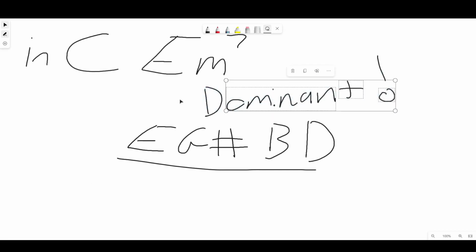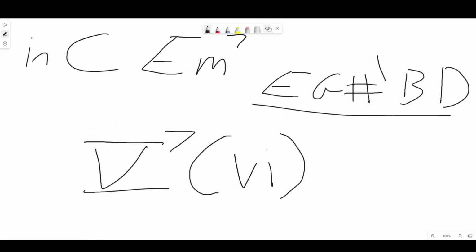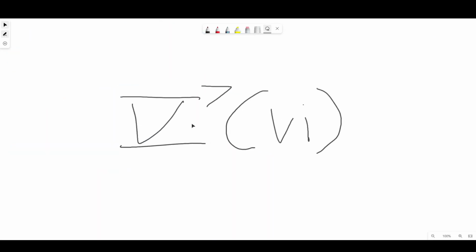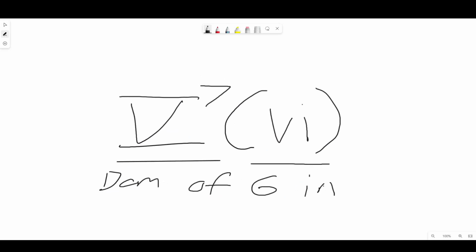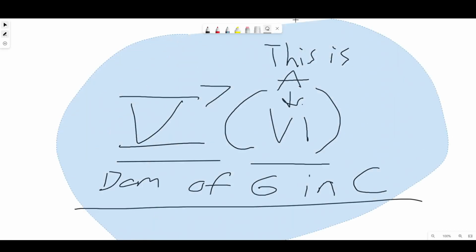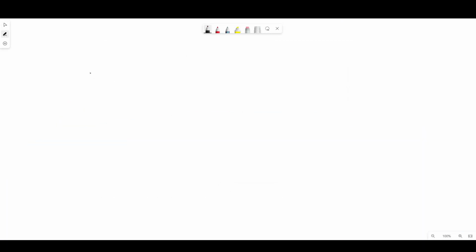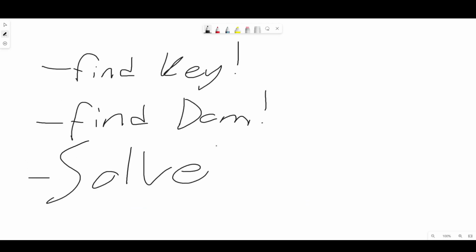This would be written as 5/7 of 6th. It is named this way to mark its status as a secondary dominant. This means that it is the dominant of the 6th in the key of C, which is A. Let's try building through a proper process. First, we must find the key, then we will find the dominant, and then we will solve.